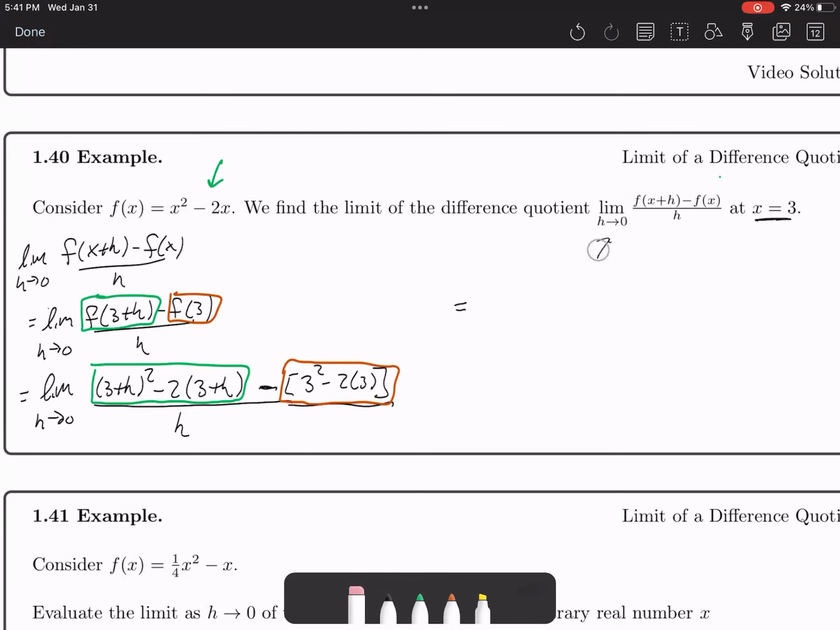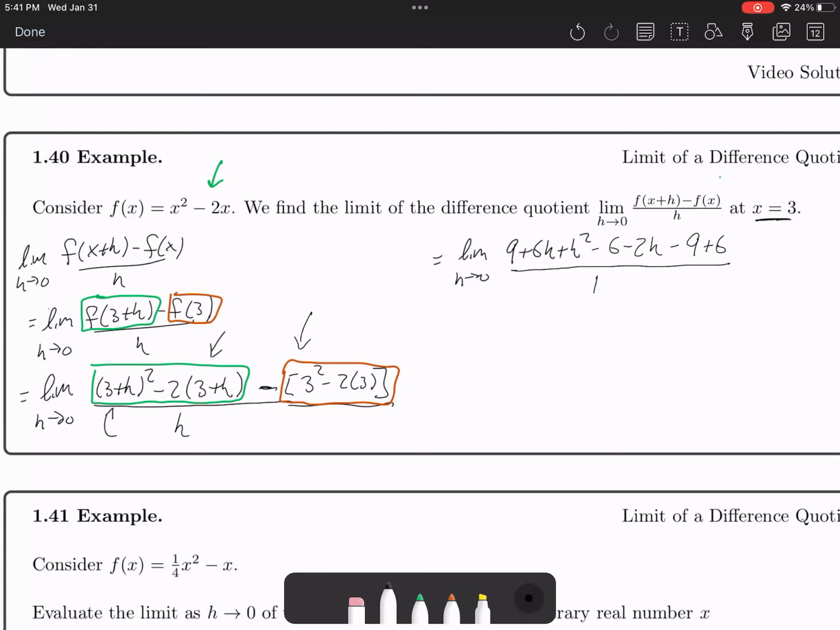This gives us the limit as h approaches 0. Let's work on this 3 plus h squared. We end up at 9 plus 6h plus h squared. Distributing this minus 2 through, we get minus 6 minus 2h. And then making sure to distribute that negative sign there, we have a minus 9 and a plus 6, all on top of an h.